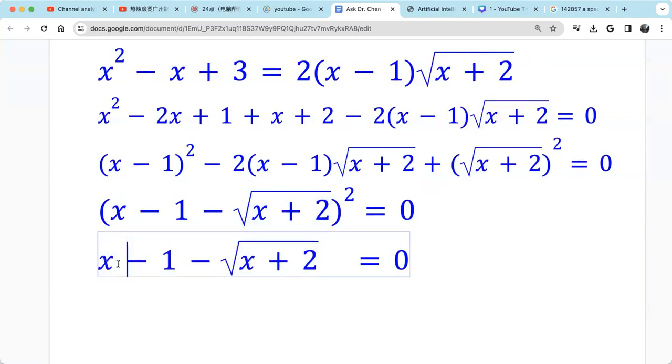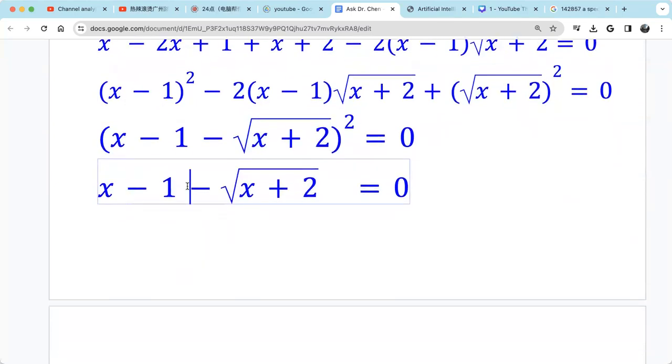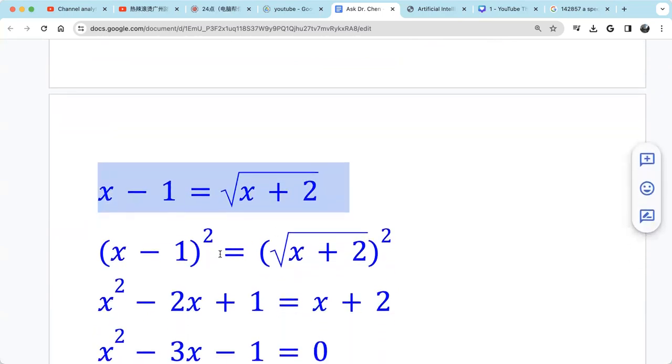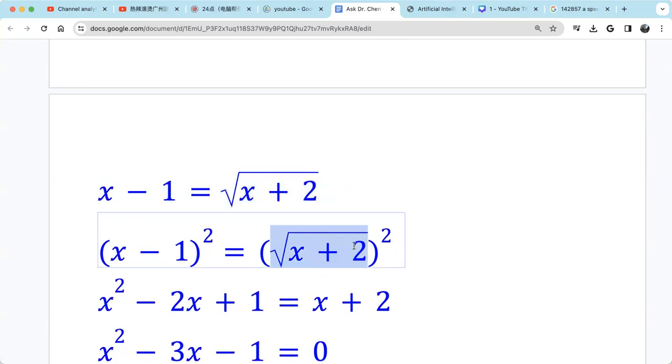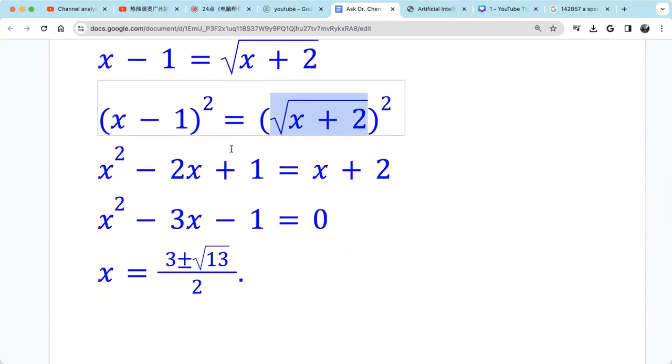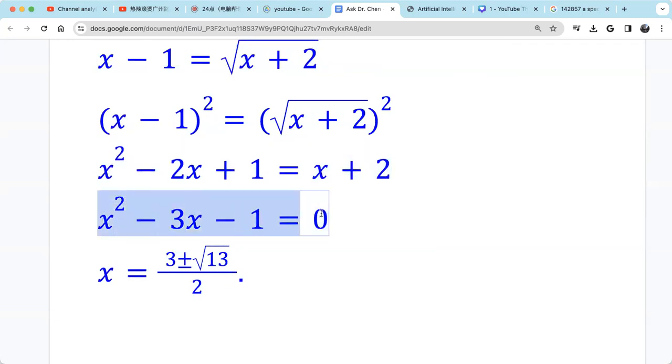Right? Then we move this square root form to the other side. So we can rewrite it as x minus 1 equals the square root of x plus 2. Now we can square both sides to get rid of this square root sign. Then the left-hand side will have perfect square. The right-hand side will have only x plus 2. Combine like terms, we have x squared minus 3x minus 1 equals 0.